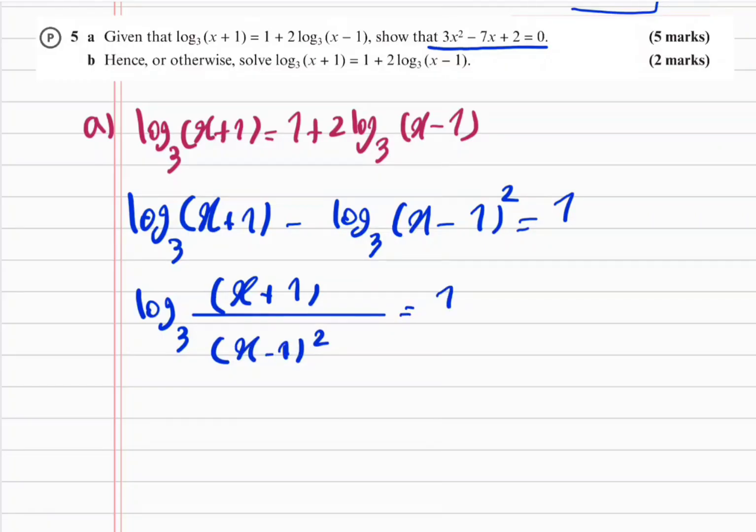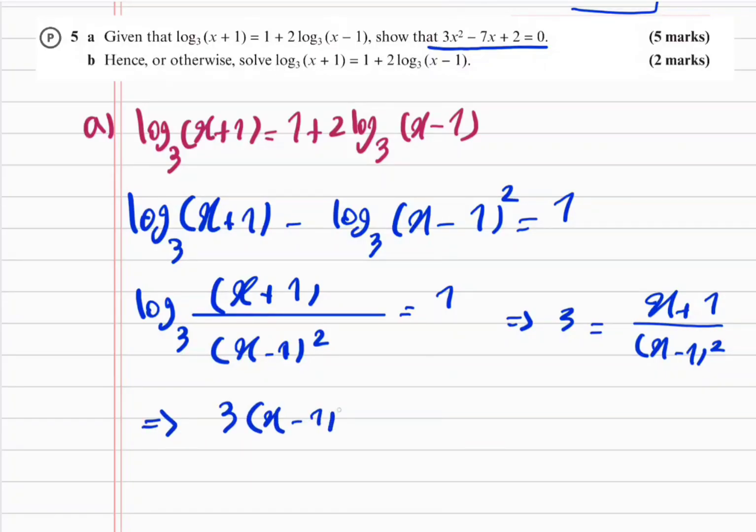the second one, which is x minus 1 squared, is equal to 1. At this point, we can use the definition of log, which says that the base number raised to the power of the number outside is equal to what we have inside. So that's x plus 1 over x minus 1 squared. And we know that 3 to the power of 1 is just 3. Now we can do a simple cross multiplication, and that gives us 3 times x minus 1 squared is equal to x plus 1.